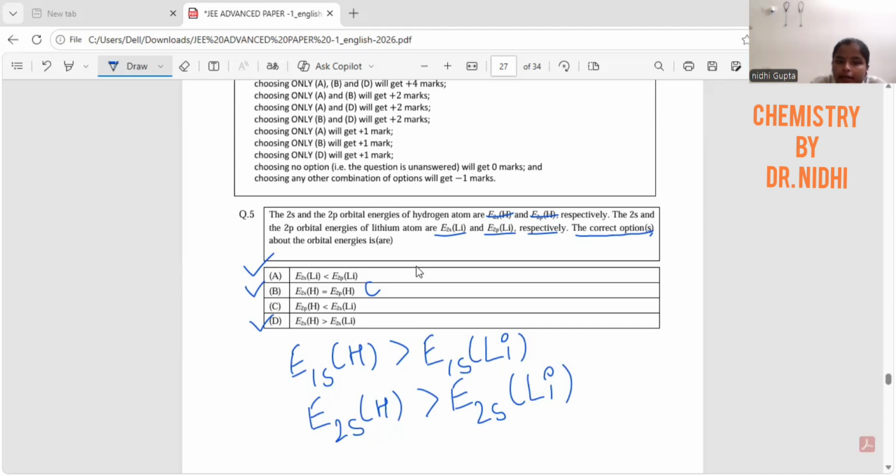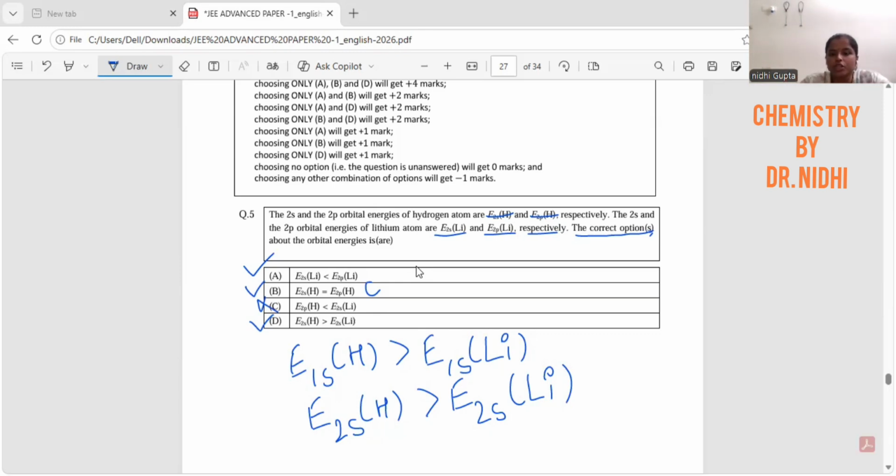Here it is written E2p of H is less than E2s of Li. This is completely wrong, because the energy of a hydrogen atom subshell will always be higher compared to lithium, because in lithium a high nuclear charge is present, and high nuclear charge means low energy if we compare the same subshells. So option C is incorrect, and all the other options are correct. A, B, and D are the three correct options.